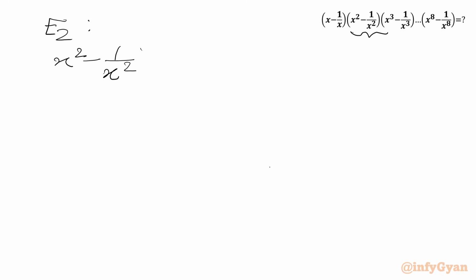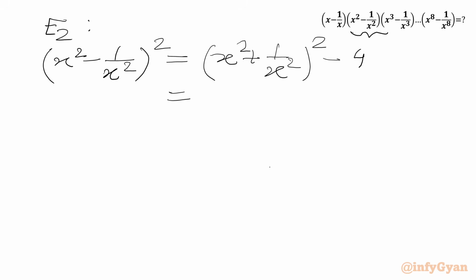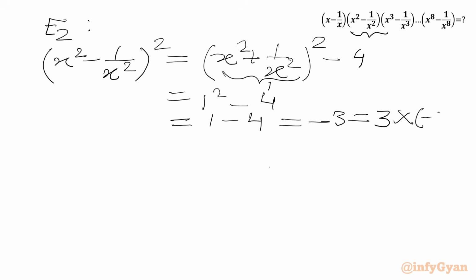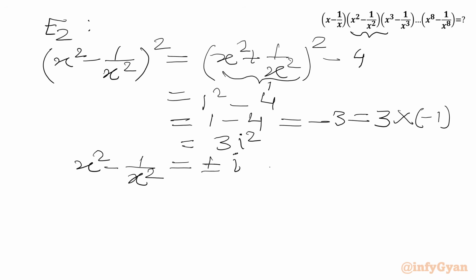E2 is x square minus 1 over x square. So I will put a square and use the algebraic formula: x square plus 1 over x square whole square minus 4. Now we know that x square plus 1 over x square is 1. So here we'll write 1 square minus 4, which equals 1 minus 4, which equals minus 3, which equals 3 times minus 1. Now minus 1 is i square, so 3i square. Now we have to take the square root on both sides. So x square minus 1 over x square will become plus or minus i root 3. We have also x minus 1 over x as plus or minus i.